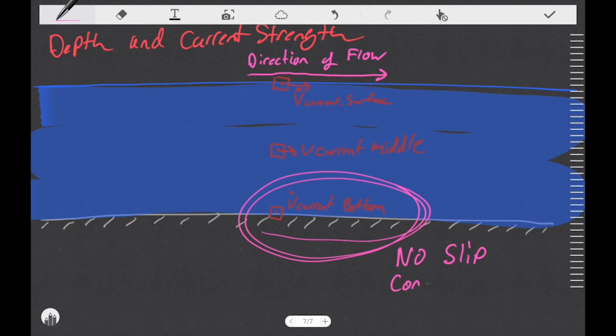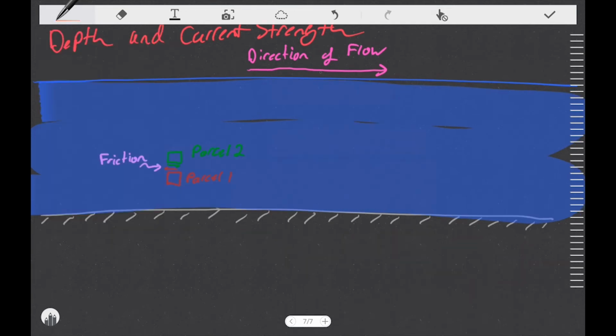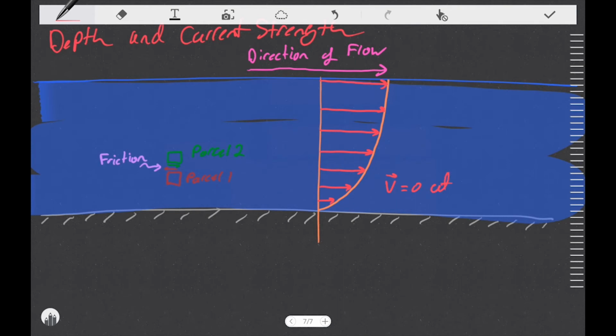The parcel at the very top of the flow experiences what's known as a free surface. And if for the time being we ignore the effects of wind on the surface, then we would say that there's nothing at the very top of the flow that's going to be trying to slow this fluid down. So the parcel that's in the middle of the flow would be some speed in between 0 and the maximum speed that we see at the top of the surface. If we were to graph the speed of the flow versus the distance from the bottom, or the depth of the flow, we would see that it increases parabolically from 0 at the bottom to some maximum at the surface.